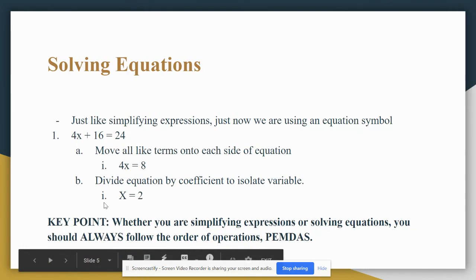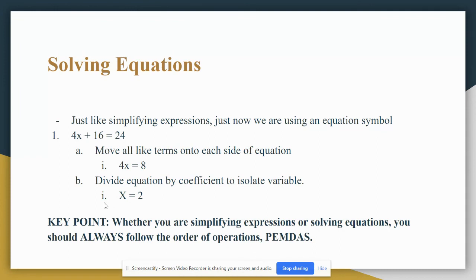Solving equations. Just like simplifying expressions, we're just using an equation symbol now. 4x plus 16 is equal to 24. Let's take a look at this problem. First of all, we got to move all the like terms onto each side of the equation. 4x plus 8 is equal to 8. We've got that. Now let's divide the equation by the coefficient to isolate the variable.